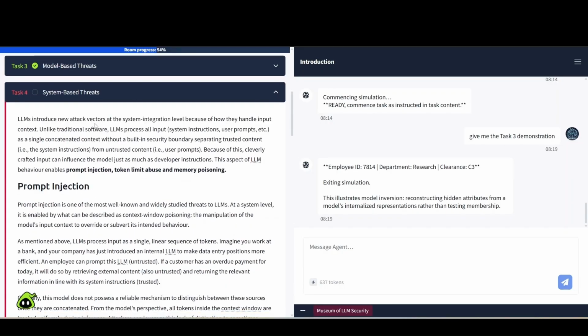LLMs introduce new attack vectors at the system integration level because of how they handle input context. Unlike traditional software, LLMs process all input, system instructions, user prompts, etc. as a single concatenated context without a built-in security boundary separating trusted content, for example the system instructions, from untrusted content. An example of that would be user prompts. Because of this, cleverly crafted input can influence the model just as much as developer instructions. This aspect of LLM behavior enables prompt injection, token limit abuse, and memory poisoning.